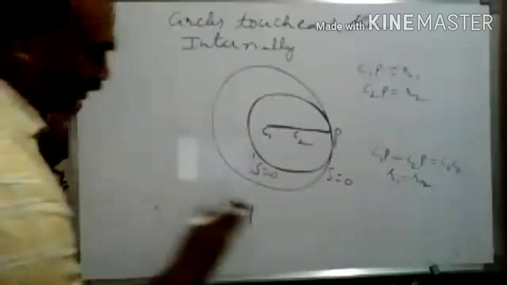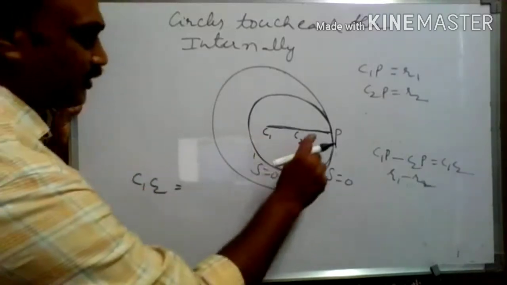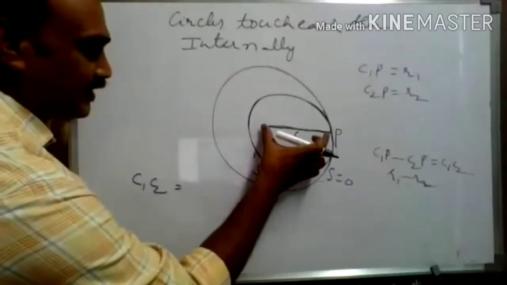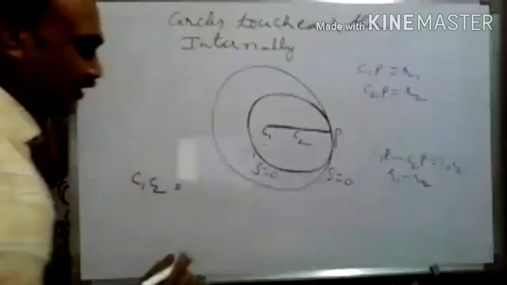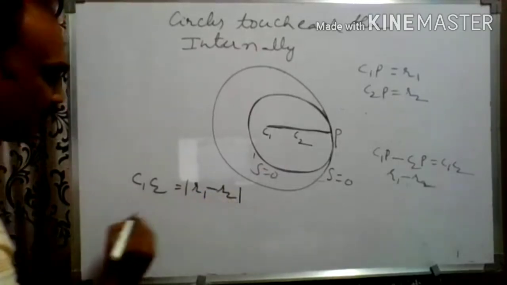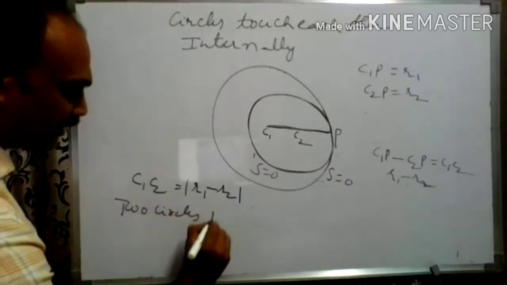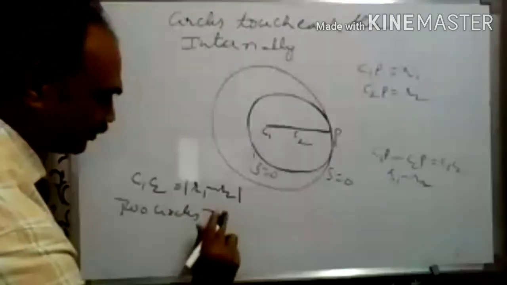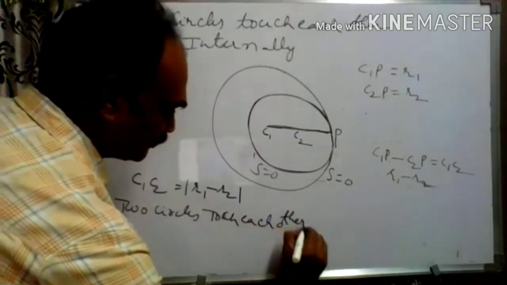Students, observe the diagram. C1C2 is equal to C1P minus C2P. That is equal to C1C2. So C1C2 is equal to mod of R1 minus R2. Two circles touch each other internally.